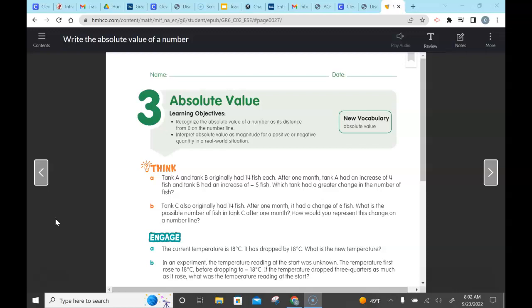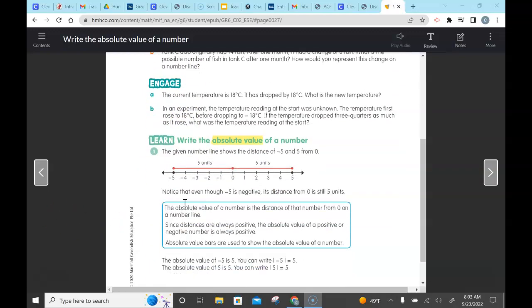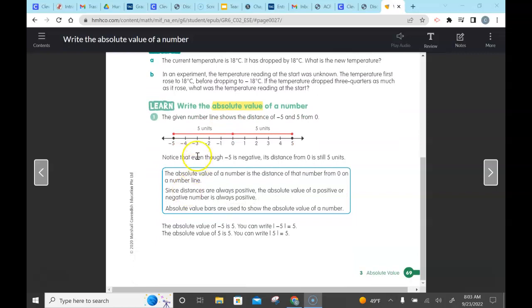The goals for the video is for you to recognize the absolute value of a number as its distance from zero on the number line, and then also interpret absolute value as magnitude for a positive or negative quantity in a real-world situation. So a couple things that we want to talk about at the beginning.